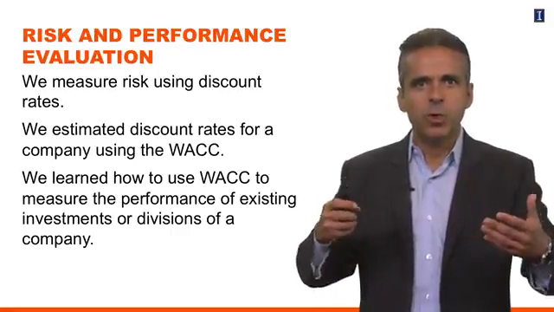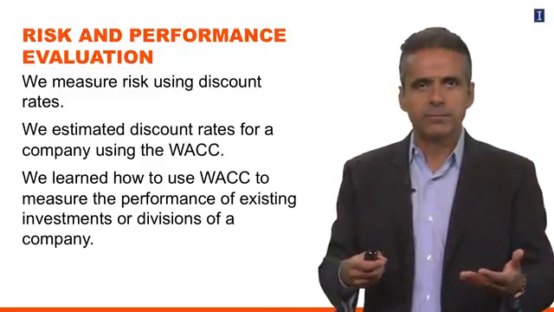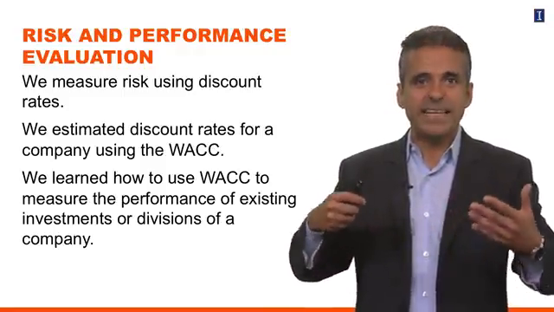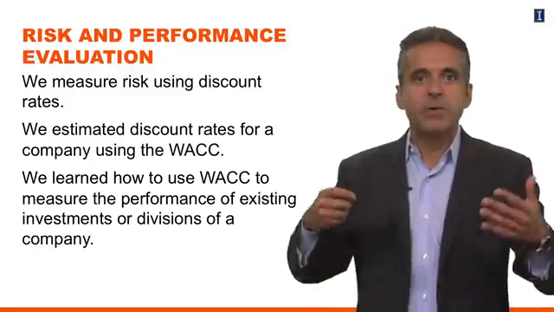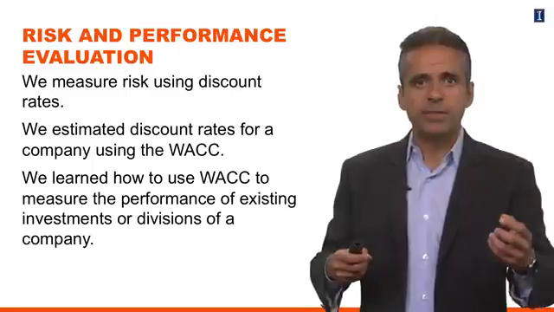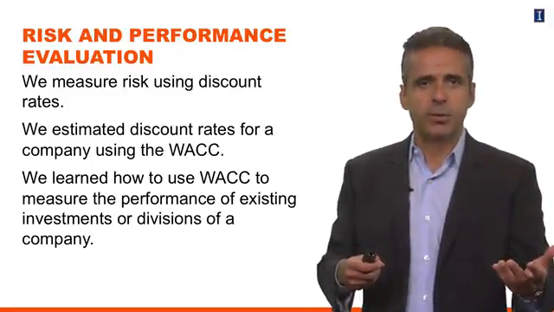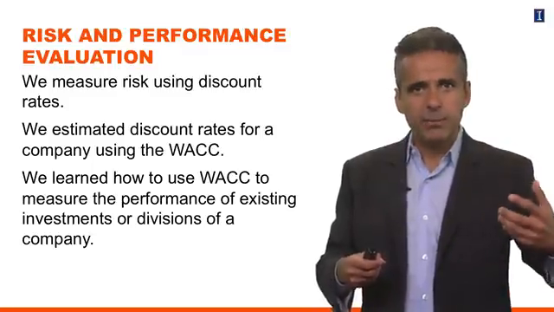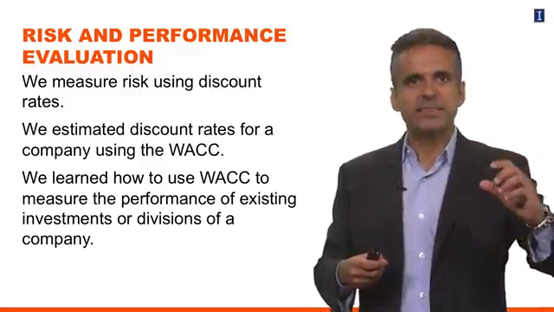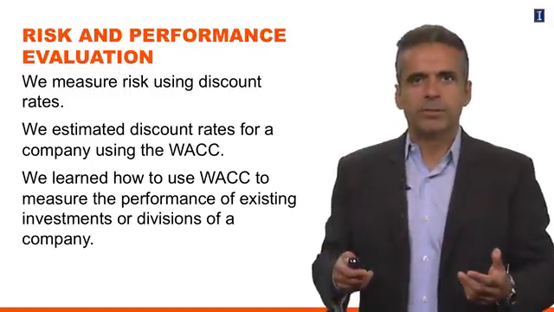Finally, we learned how we measure risk using discount rates, and we learned how to use these discount rates to evaluate performance. We estimated discount rates for real-world companies using the weighted average cost of capital formula, and then we learned how to use the weighted average cost of capital to measure the performance either of the company as a whole or the performance of existing investments of the company. So now you should be able to think about how to introduce risk into investment analysis and how to use the weighted average cost of capital to measure performance.